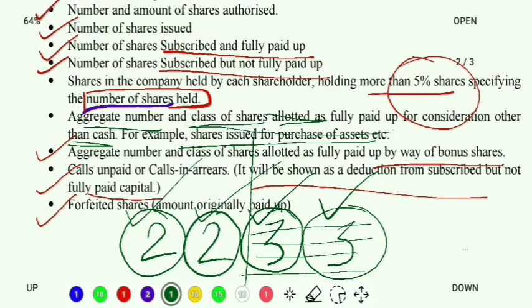In that case, what will the company do? The company will forfeit the shares. Forfeit the shares means take back the shares from Mr. X. Why? Because Mr. X is unable to pay the money, and therefore the company takes back the shares. Okay, that is actually called as the forfeiture of shares.